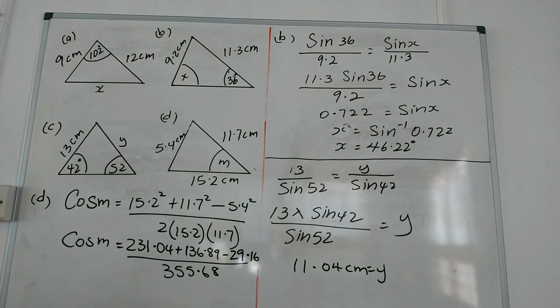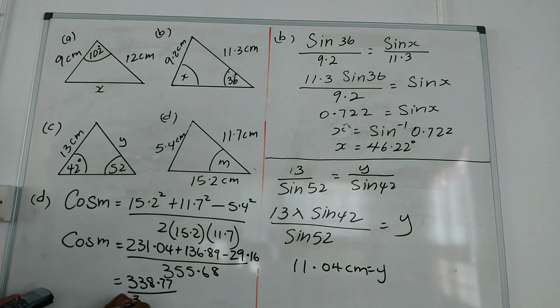Okay, so now we can simplify this. 231.04 plus 136.89 minus 29.16 gives us a total of 338.77 over 355.68, and that is equal to cos M.